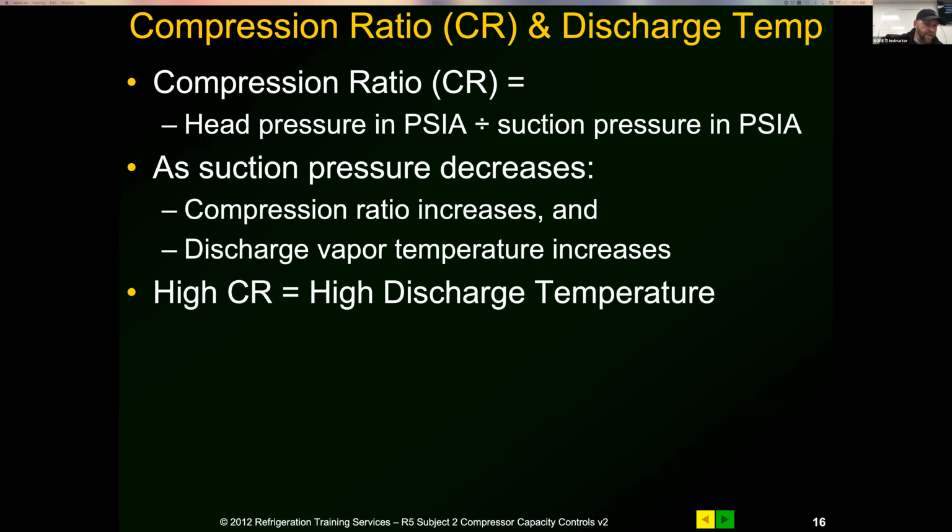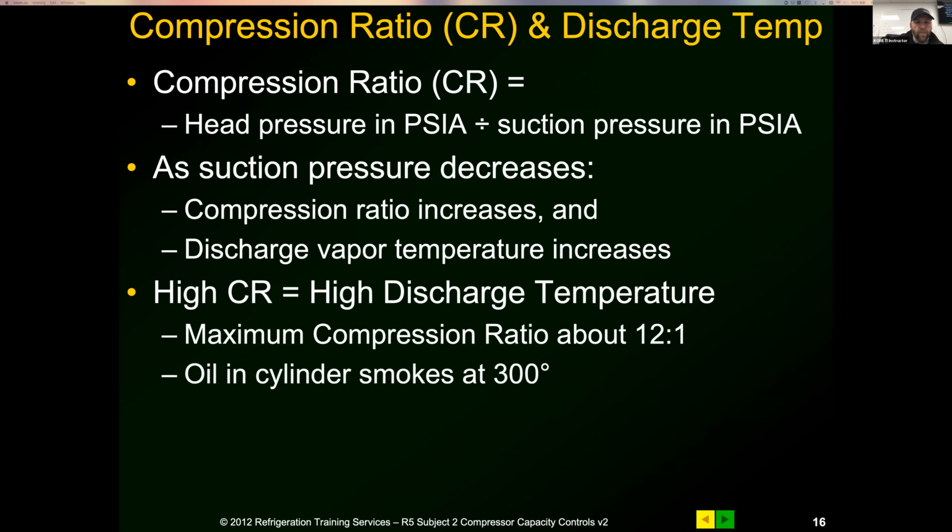That's why high compression ratios are bad, because we need a certain amount of vapor volume per stroke in order to cool the compressor, and that is why everybody gets hung up on compression ratios. That's why compression ratios matter. So the maximum compression ratio is about 12 to 1. To make it easy, if you're at 120 degrees discharge and you have 10 degrees suction, that's 12 to 1. Oil in the cylinder smokes at 300 degrees Fahrenheit.